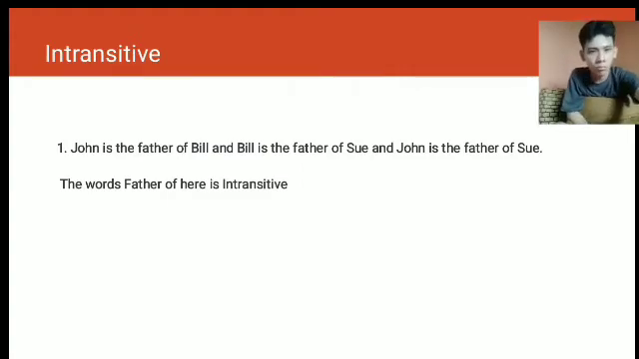Different from transitive is intransitive. For intransitive, the compound sentence is contradictory and the predicate is intransitive. So take a look at the example. John is the father of Bill, and Bill is the father of Sue, and John is the father of Sue. The word father of here is intransitive.